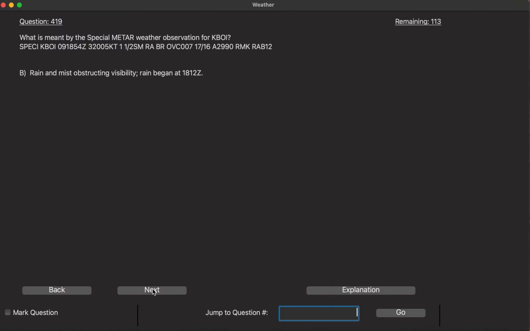What is meant by the special METAR weather observation for KBOI? Rain and mist obstructing visibility. Rain began at 1812 Zulu.